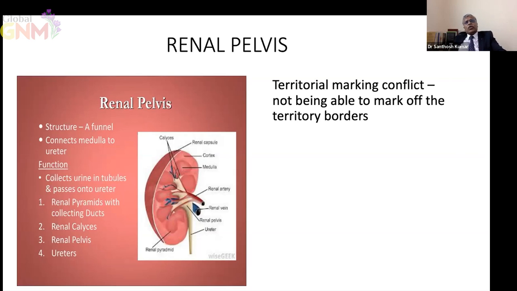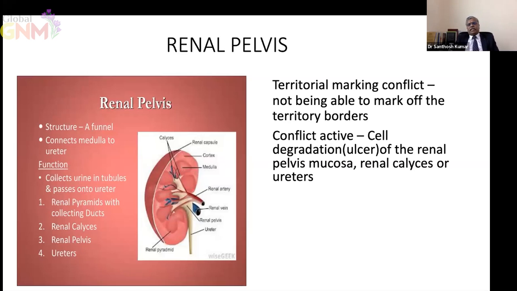So the territorial marking conflict is the one where someone has intruded into my territory. You know, the wolves and the dogs are marking their territory by urinating. So I cannot mark this territory. Somebody has entered. I cannot mark this territory. So this territorial marking conflict is the basic reason for these renal pelvis diseases.